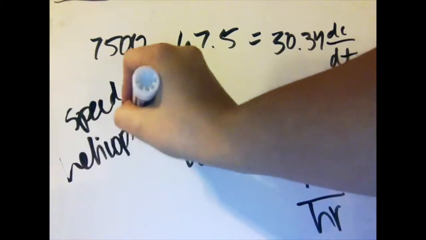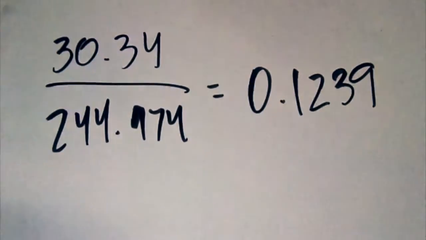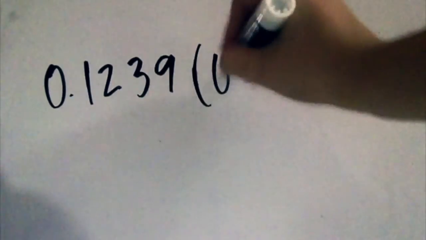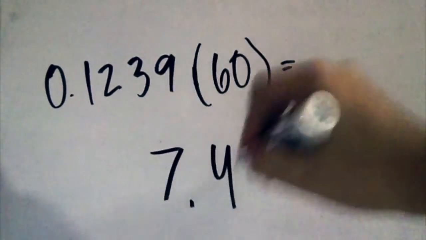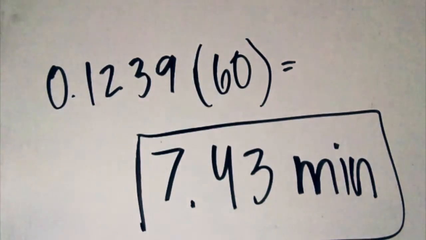So the first thing we need to do is convert this to time, because remember our final answer needs to be in minutes. So to do this, we're going to take 30.34 for the distance of c divided by 244.97 for the speed of c. This will cancel out the distances and give us 0.1239. This is a fraction of an hour, so we can put this into minutes. We're going to do 0.1239 times 60, because there are 60 minutes in an hour, and this gives us our final answer of 7.43 minutes.